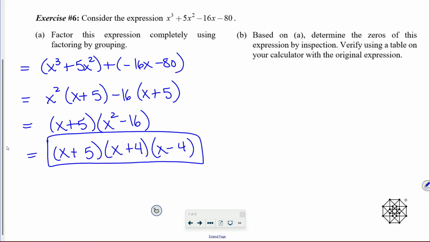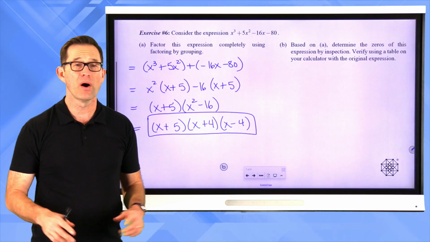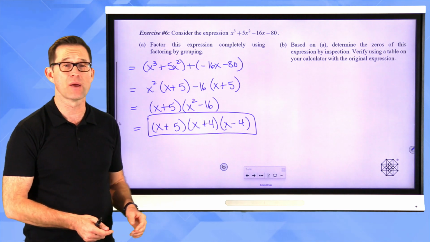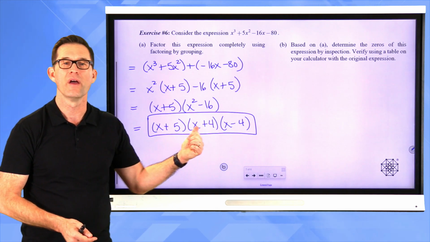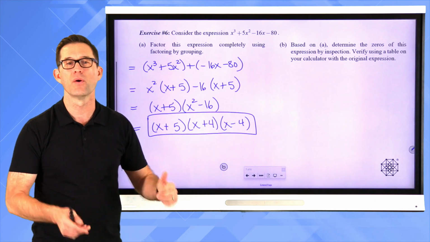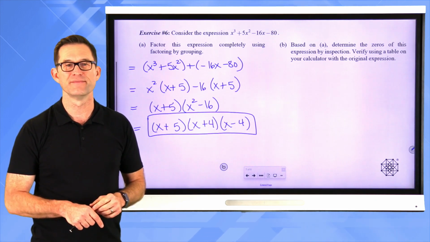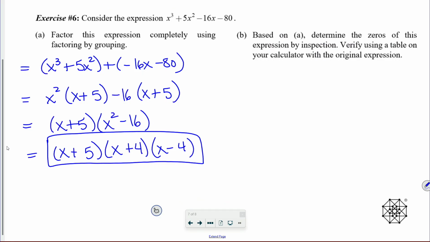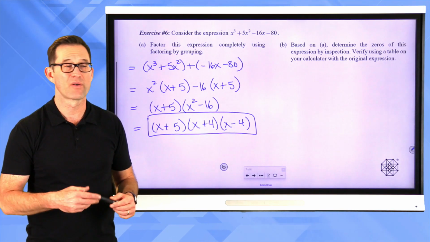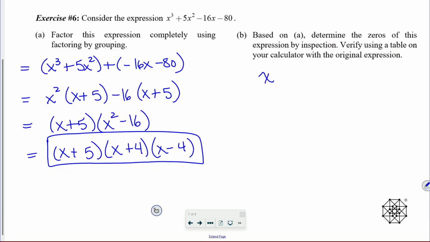Now let's take a look at B. Based on A, determine the zeros of this expression by inspection, i.e. the zero product law. Verify using a table on your calculator with the original expression, and we'll take a look at that in a moment. But what I want you to do is just look at this and say, well, what would I substitute in here to get a 0? Here to get a 0, here to get a 0, and then we'll verify that on our calculators. All right, well, those 3 zeros should be x equals negative 5, negative 4, and positive 4.